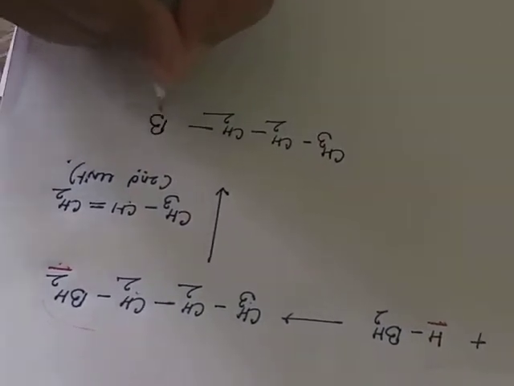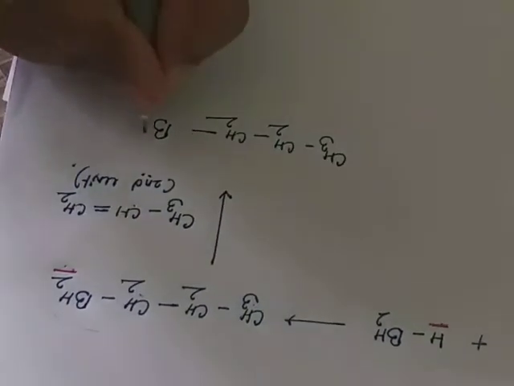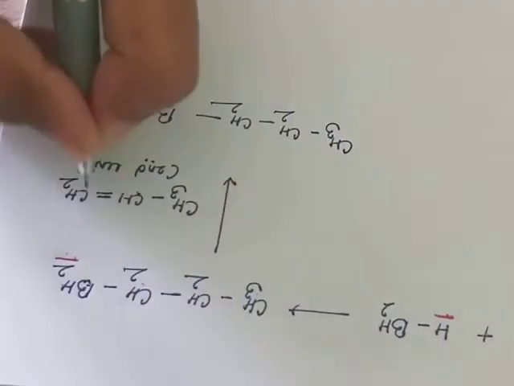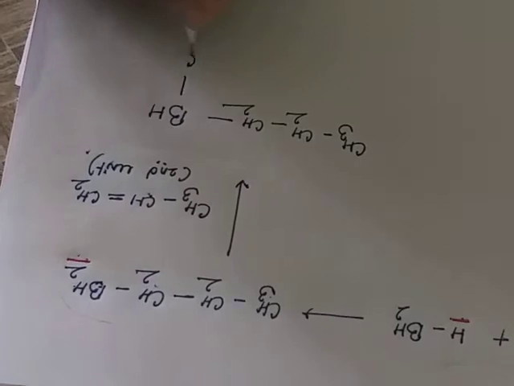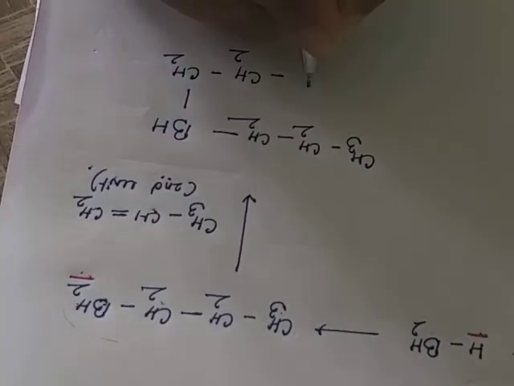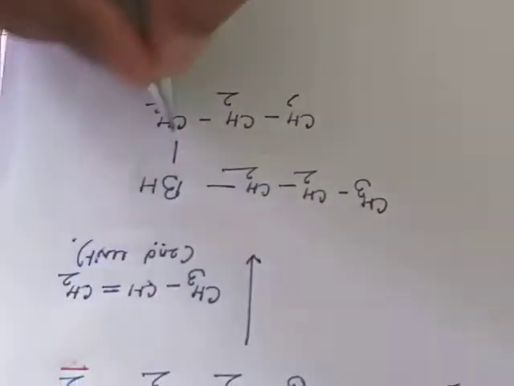Next, B, it is no more BH2. One H will be there and another H will be joined over here, but this boron would be joined to this carbon. So it is CH2. Now this will become again CH2. So actually we are getting CH3, CH2, CH2 whole 2 BH.